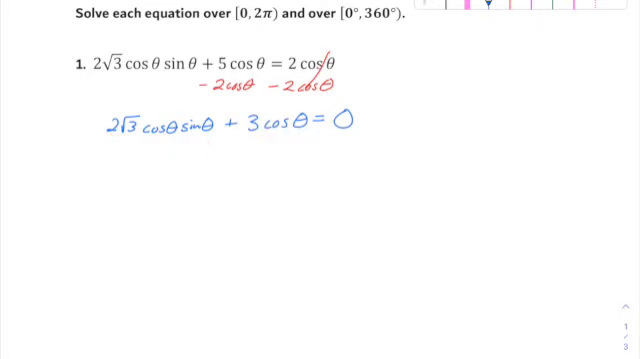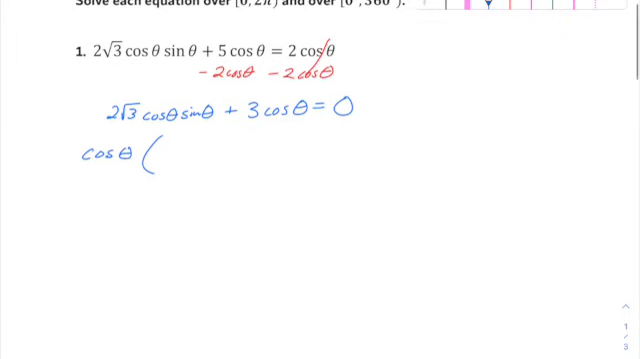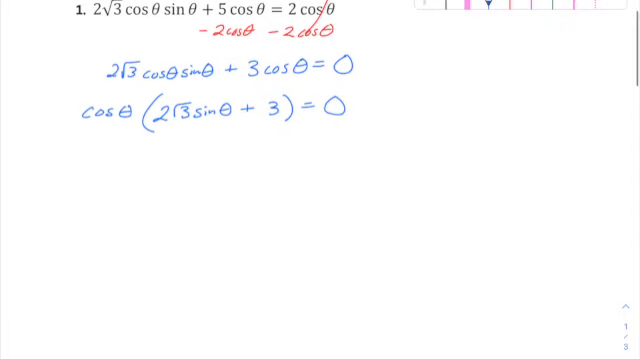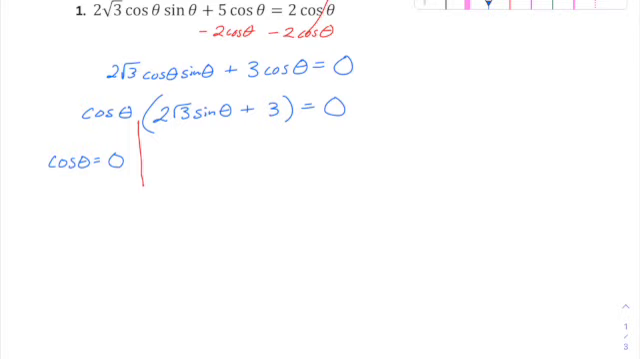So you can factor out cosine of theta, make a set of parentheses, you're just undoing the distributive property, right? So when I take out that cosine of theta, you're going to have 2 root 3 sine of theta plus 3 when you take away that cosine. And then you set each factor equal to 0 and solve, right? That's the way it always worked, even with simple things going all the way back to Algebra 1. So we are now solving when does cosine of theta equal 0, and that's something we've solved before.